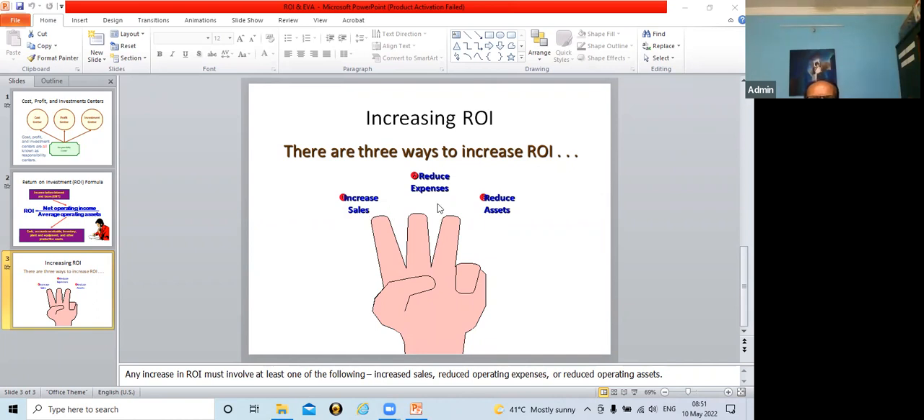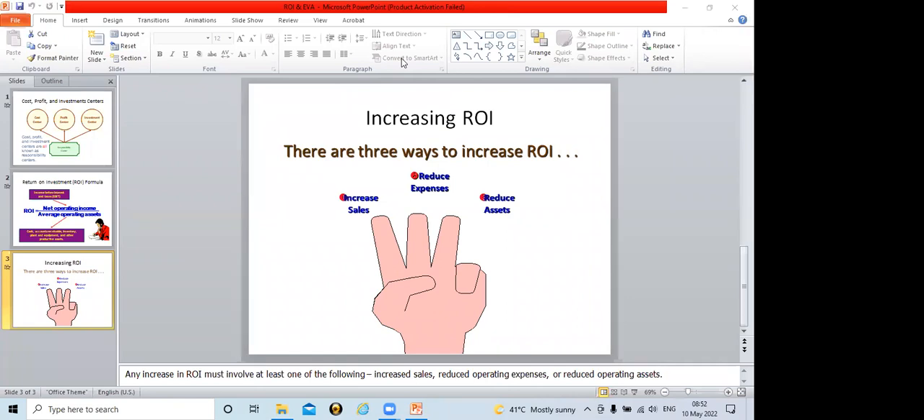Number two, reduce the expenses. So is reducing the expenses of a company possible, or is it not possible? Reduction in cost is possible or not? Yes, sir, it is possible.